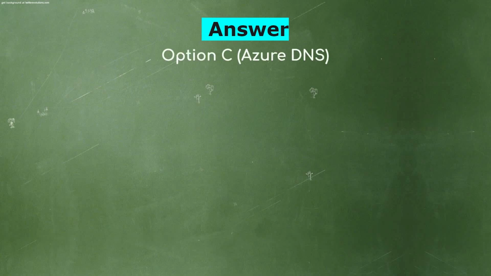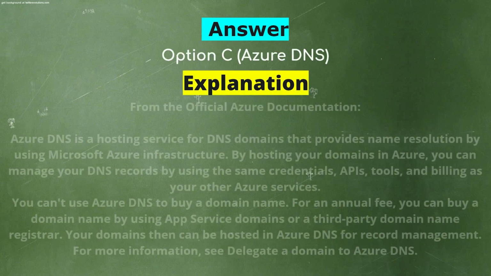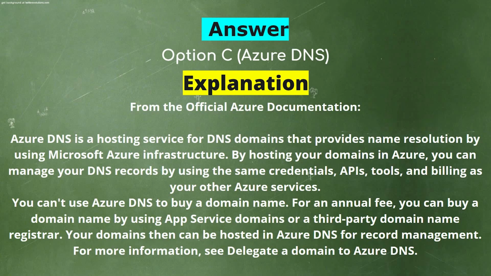Azure DNS. Explanation. From the official Azure documentation, Azure DNS is a hosting service for DNS domains that provides name resolution by using Microsoft Azure infrastructure. By hosting your domains in Azure, you can manage your DNS records by using the same credentials, APIs, tools, and billing as your other Azure services.